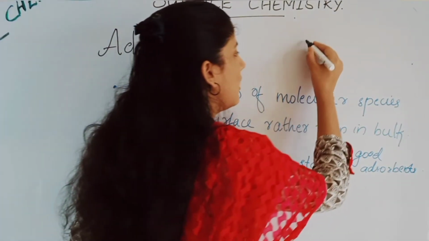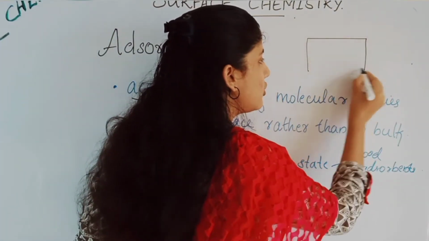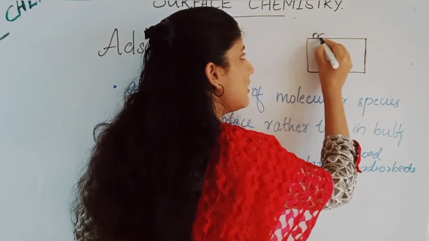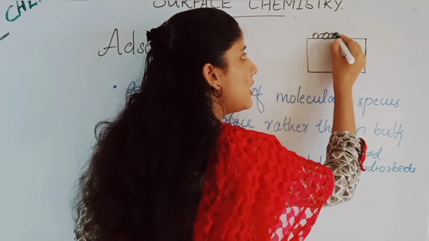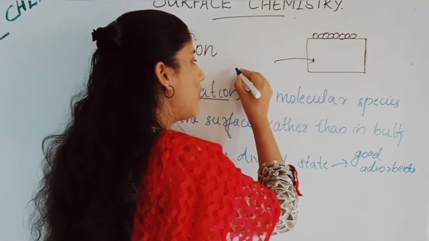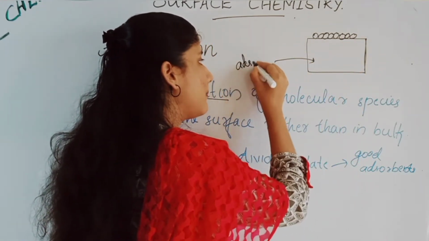Look, students, the surface on which the adsorption happens is called the adsorbent. On this surface, adsorption, the accumulation of molecular species, happens. So the surface is called what? Adsorbent.